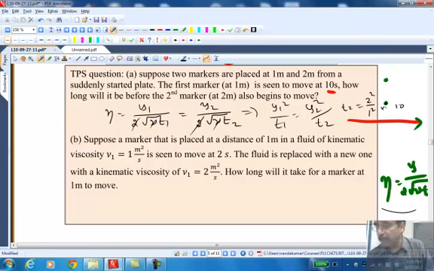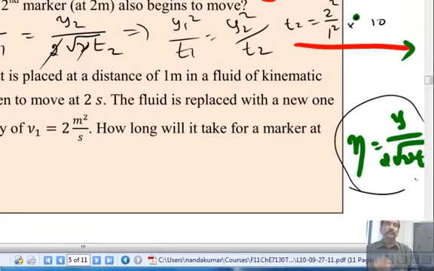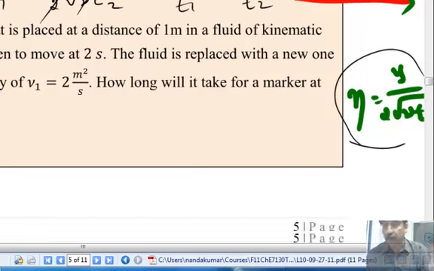Okay? But the key in all this is to recognize that the relationship between y and time is a square root relationship. It's not a linear relationship. Similarly, the relationship between y and kinematic viscosity is square root, not linear. Any questions on that? Okay.